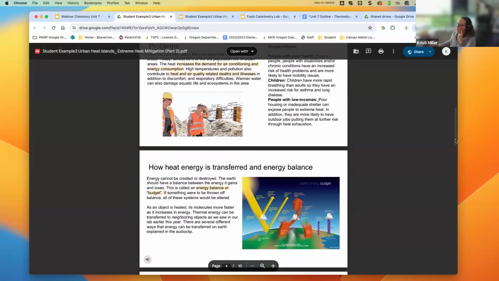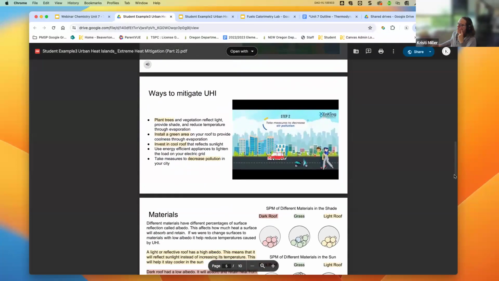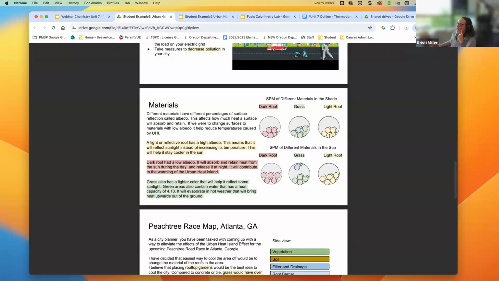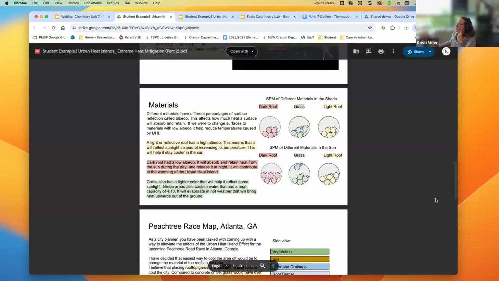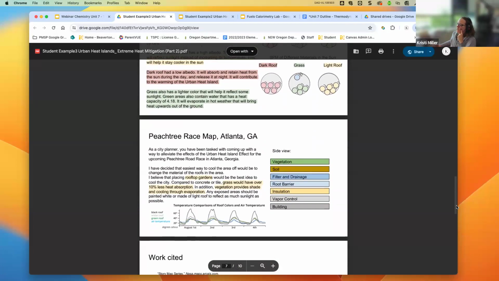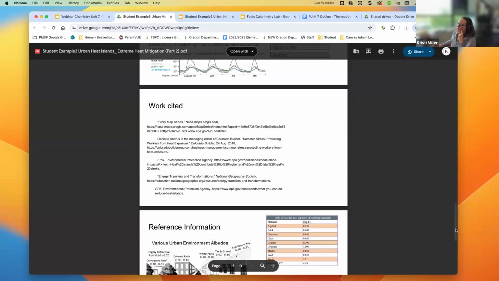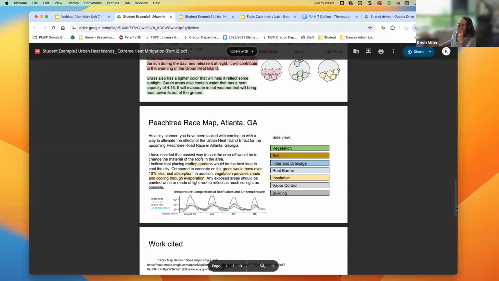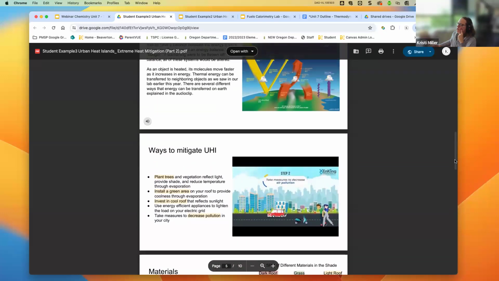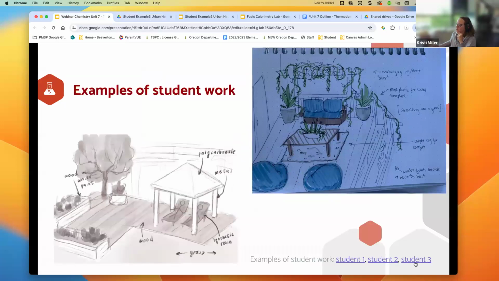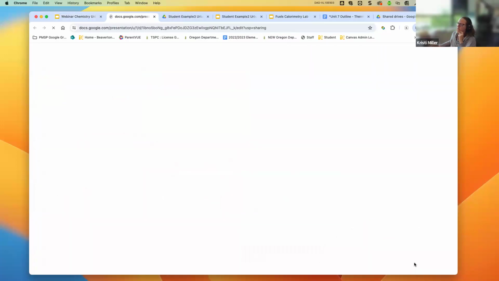So again, what are they? What's the problem with them? Ways to mitigate them. This person went in and talked more about the materials. So dark roof, a grass roof, a light roof, kind of what that means, what albedo means. Here's the race again. Works cited, reference information. So whatever material you choose, great, but you have to be able to back it up, right? Why did you choose what you chose?